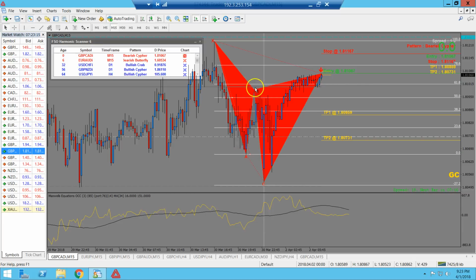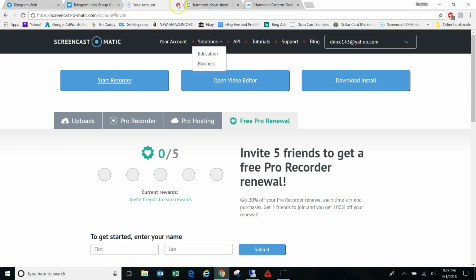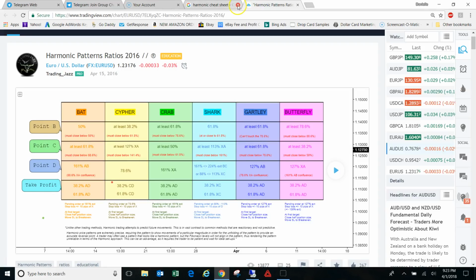And then you actually want to look to see where this pullback is. Now this is the pullback right here, and as you can see, it's just right below the 61.8. And so what you want to do is have your little harmonic cheat sheet, like I said, if you're not familiar with the different patterns and their ratios and things like that. So let's just hop over here.